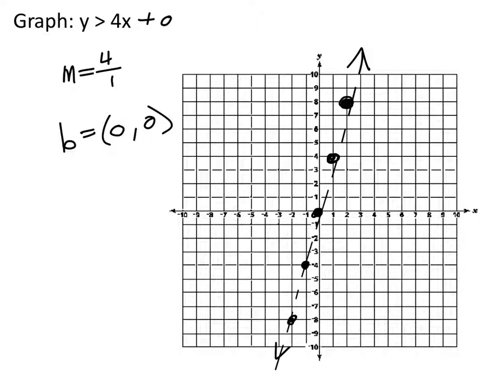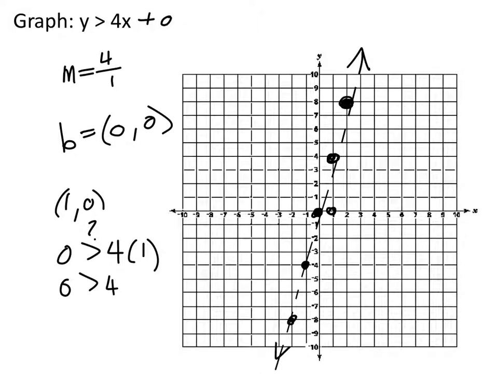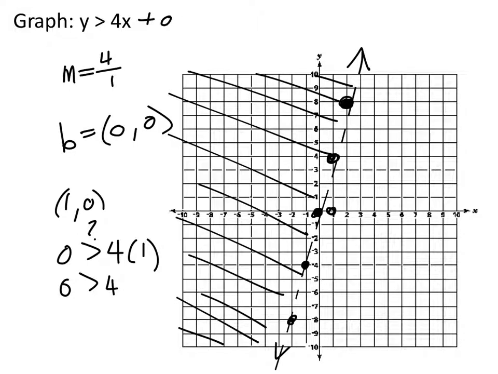Now again, I can't test 0, 0, so I should test something else. I'm just going to choose 1, 0. So I've got 1, 0 is my test point. And that would be 0 is greater than, question mark, 4 times 1 plus 0. I guess a plus 0 wasn't there, right? So 0 is greater than 4. That's false. So it would shade this side of the line. And if that were on the test, that would be fine.